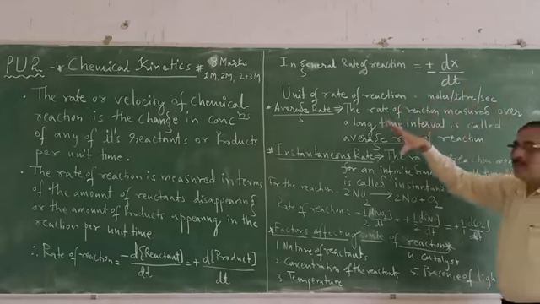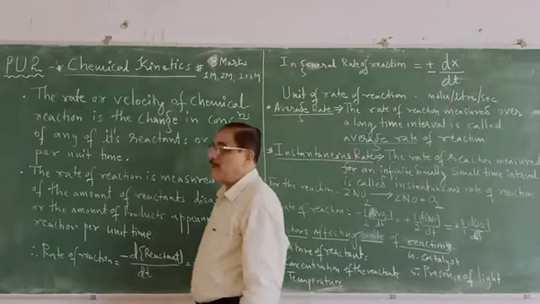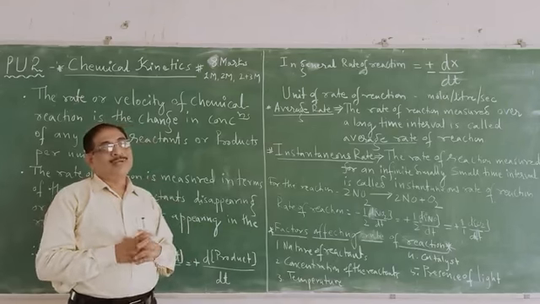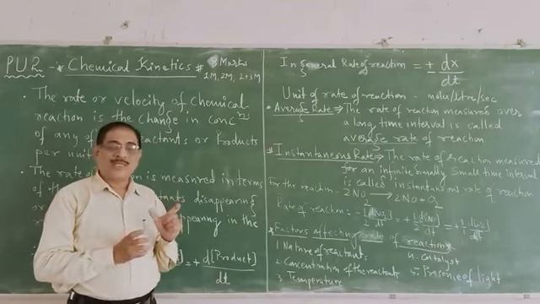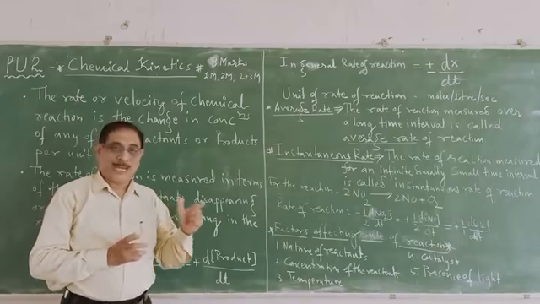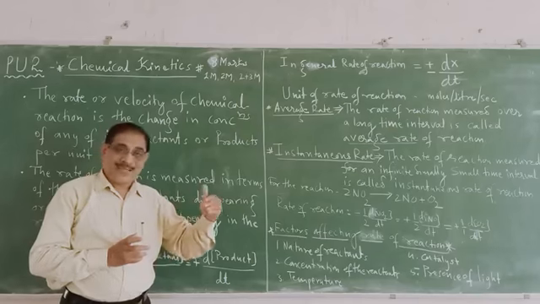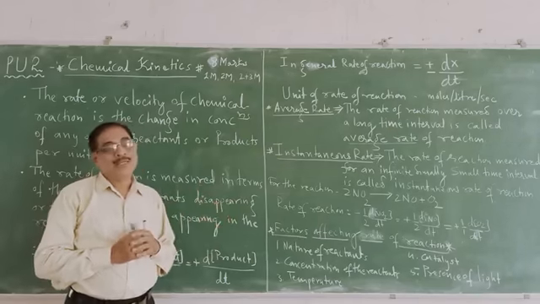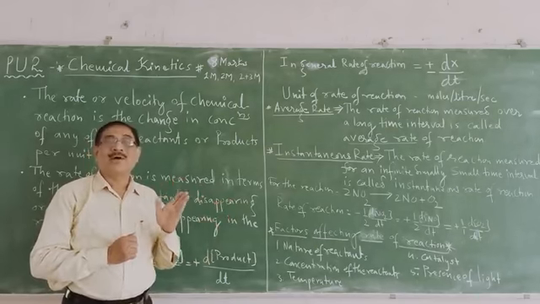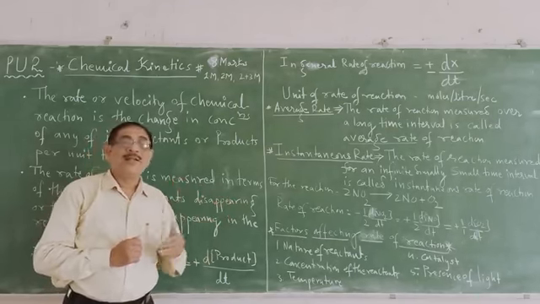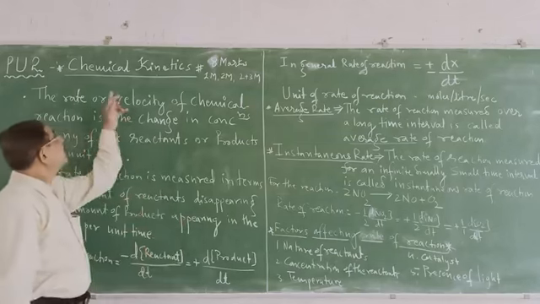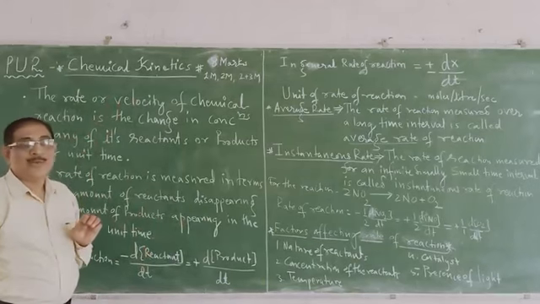So, chemical kinetics is the branch of chemistry which deals with the study of rate or velocity or speed of a chemical reaction with respect to time, the mechanism involved in the chemical reaction, and also the factors affecting the chemical reaction. That is known as chemical kinetics. I hope it is quite clear.